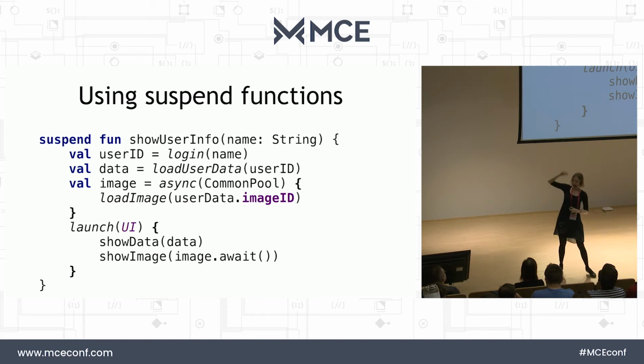So the actual suspension happens here in launch UI thread. You show data, and when your computation reaches an await, it can be suspended. So it shows user data, then it can wait while the image is loaded, and after that show the image. So this code looks very easy, straightforward, sequential. However, some magic is hidden.